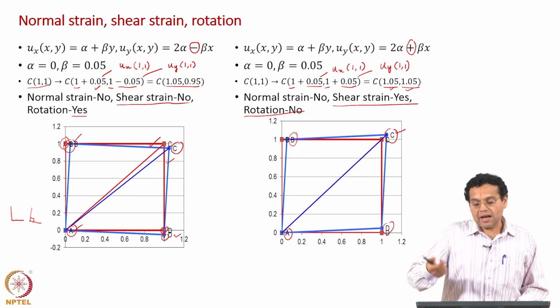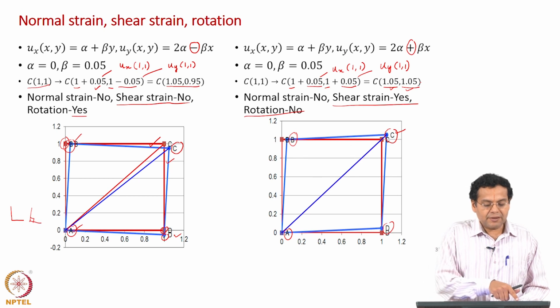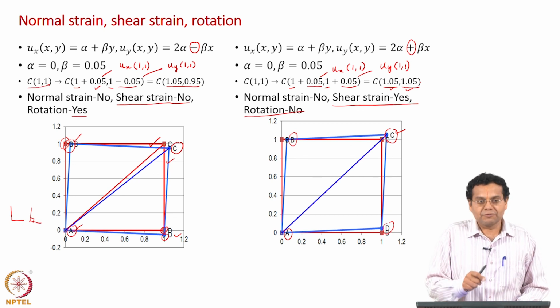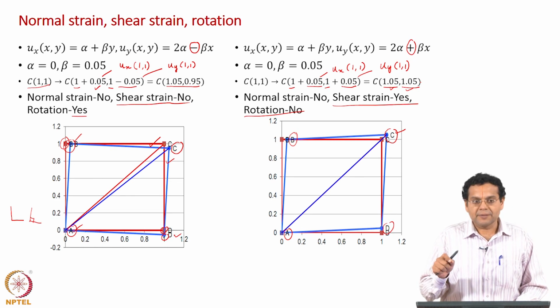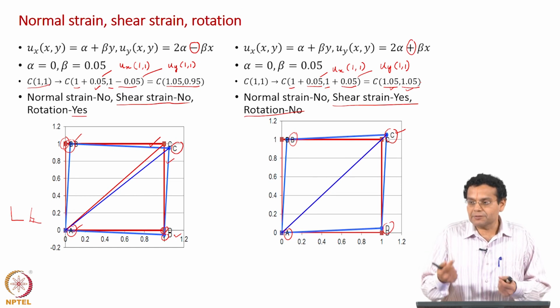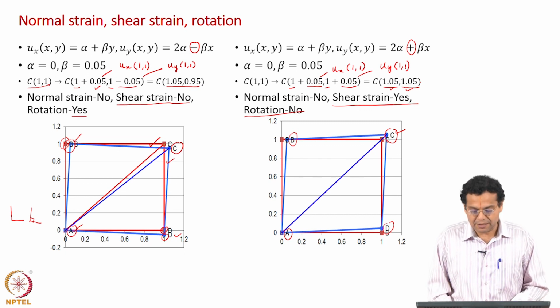In fact, after deriving the relationships, we will come back to this example and say, here we have said rotation, yes, but what is the value? We will be able to quantify it. On the right hand side we said shear strain exists, but later on after deriving the relationships, we will be able to quantify it and find a value for that. As for normal strain, it is anyway 0, that still remains.